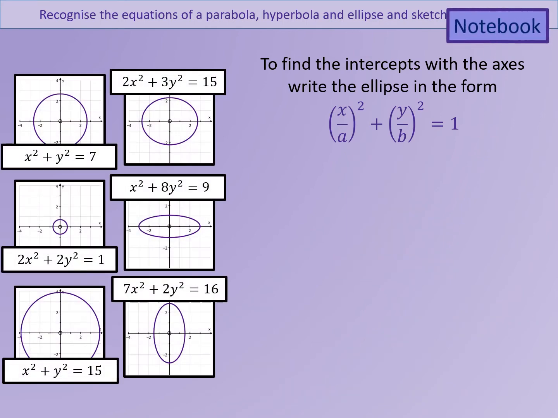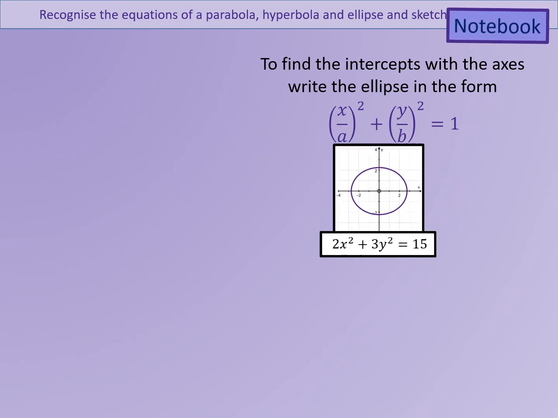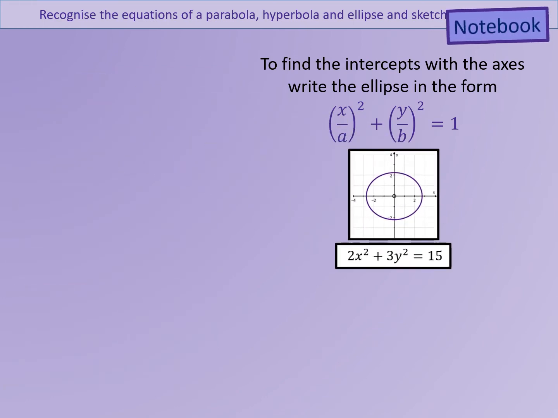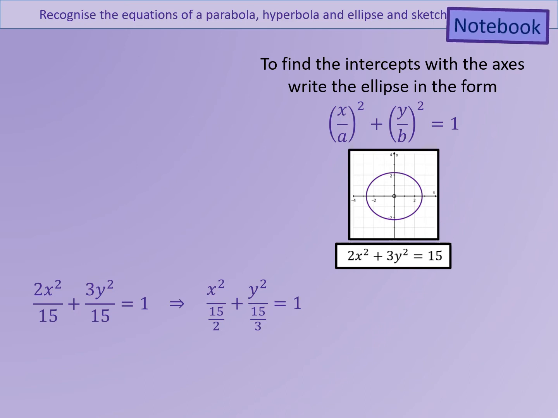We can also rearrange the equation of an ellipse in the same way. For example here, again we need to make sure we have a 1 on the right hand side, so we're going to start by dividing by 15. We're then going to rearrange this so that we have the form required. So we could write this as x squared over (15 over 2) plus y squared over (15 over 3) equals 1. This has come from the fact that dividing by 15 over 2, for example, is the same thing as multiplying by 2 over 15. And dividing by 15 over 3 is the same thing as multiplying by 3 over 15.